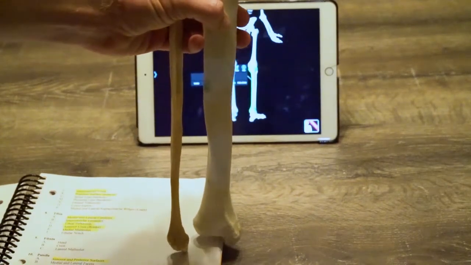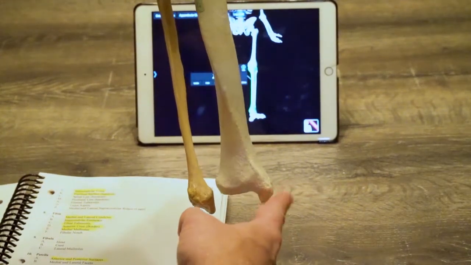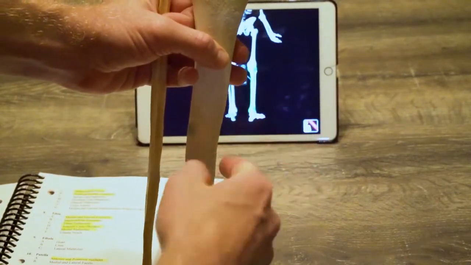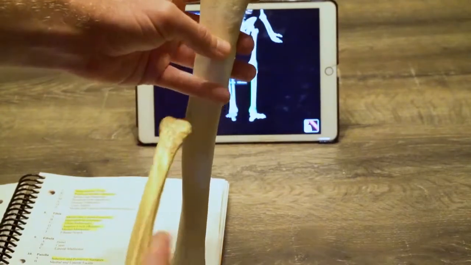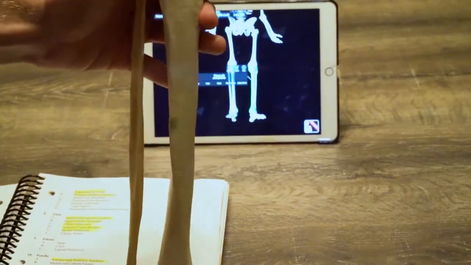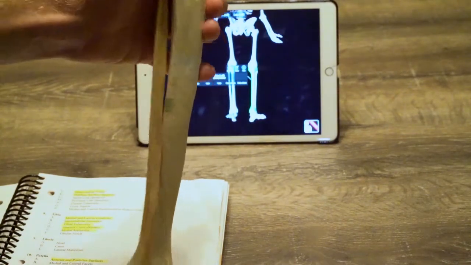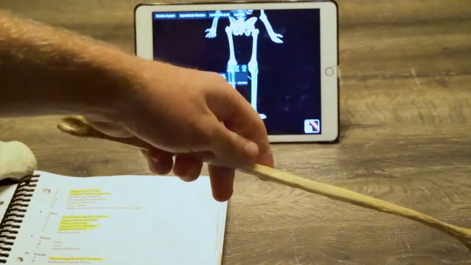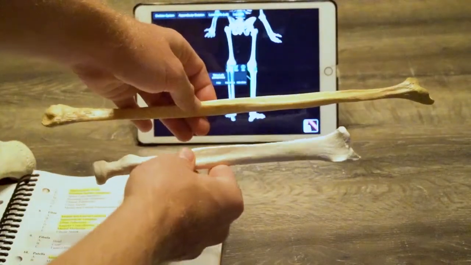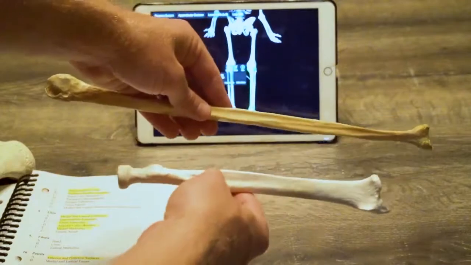All right, knowing that the inside of your ankle is this bump, you should be able to determine that the tibia is more medial while the fibula is more lateral. Again, you don't need to know any of the structures on the fibula, just that it's lateral. And the last thing I want to point out is the difference between the fibula and the radius of your forearm. I see a lot of students get these two confused.